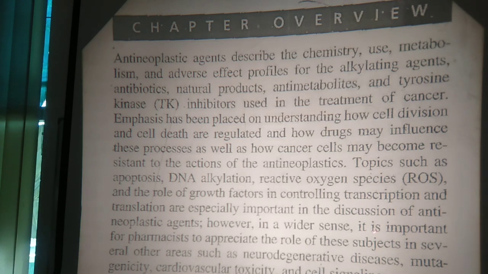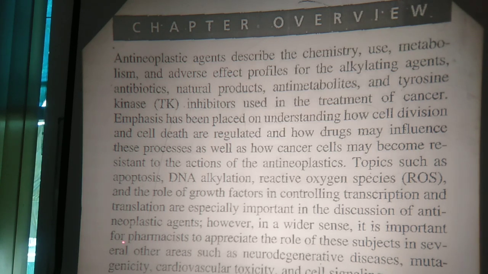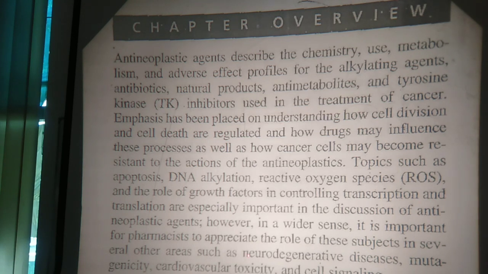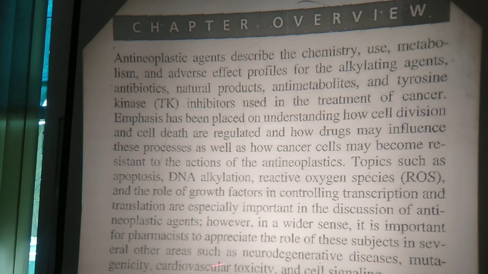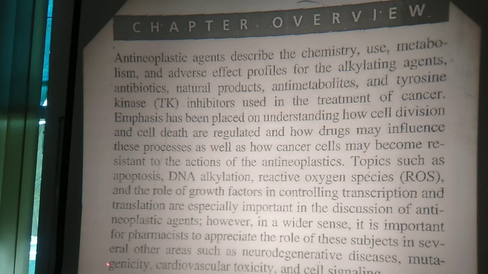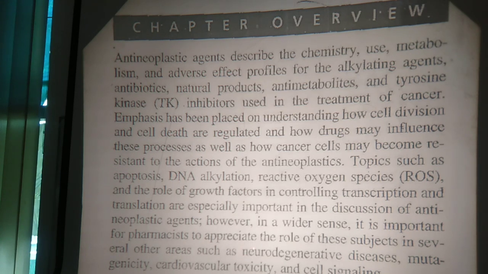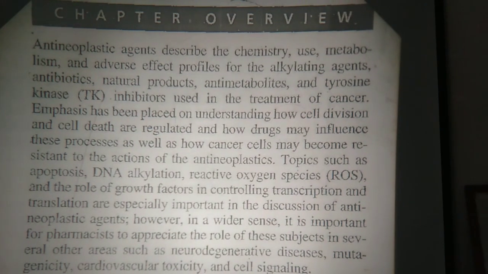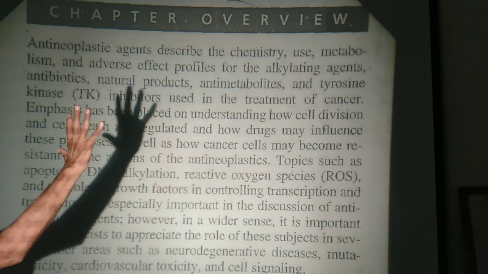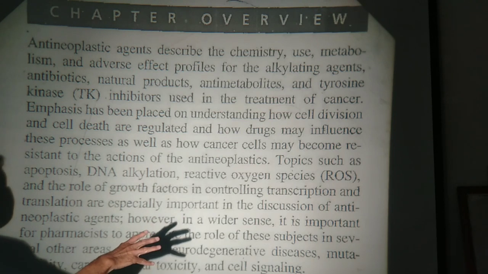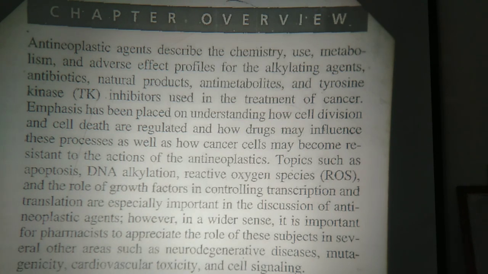However, in a wider sense, look at what your book is saying: it is important for pharmacists to appreciate the role of these subjects in several other areas such as neurodegenerative diseases, mutagenicity, cardiovascular toxicity, and cell signaling. So this is the entire domain where you should excel and play yourself to control the cancer. Now, we have to move towards molecular medicine, but I am not going into the detail of that. I have restricted myself in a way that there are 5 fingers and only 5 ways to intervene in the cell cycle. Where it can be intervened and how it can be intervened could be discussed in apoptosis, DNA alkylation, reactive oxygen, and various other growth factors which play a crucial role in this respect.